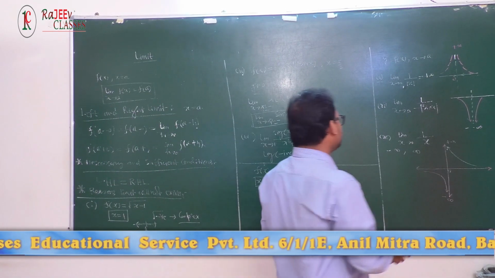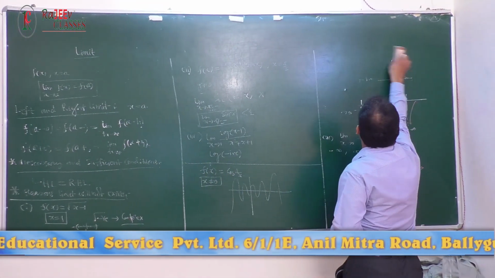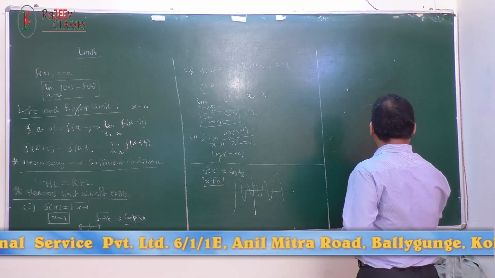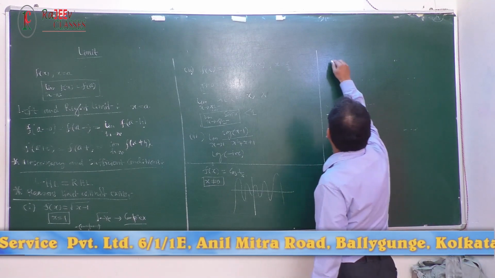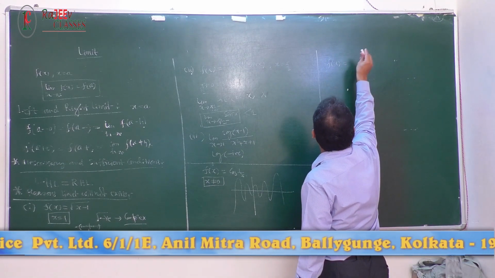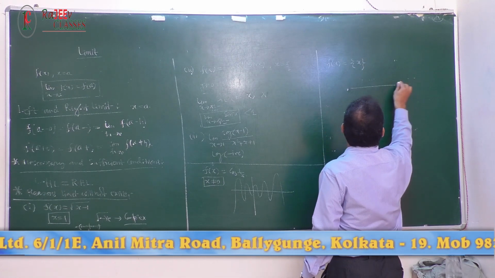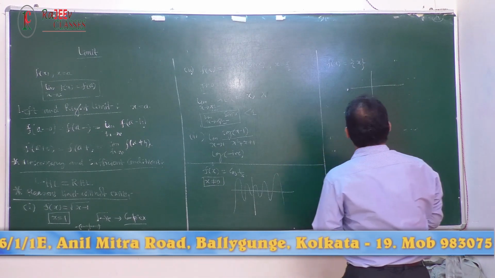Now the third and the last case where the limit will not exist, we can say that when the left hand limit and the right hand limit are not equal. Consider one example, that is f of x is equal to the fractional part of x. The graph of the function is like this.